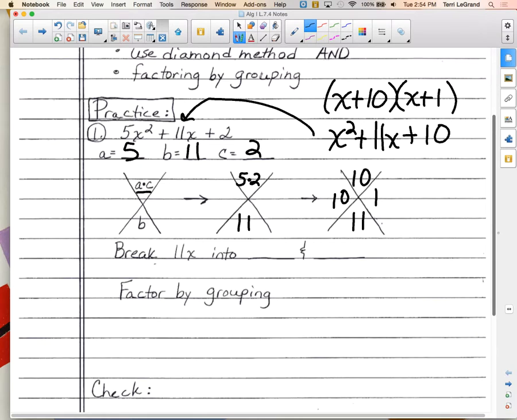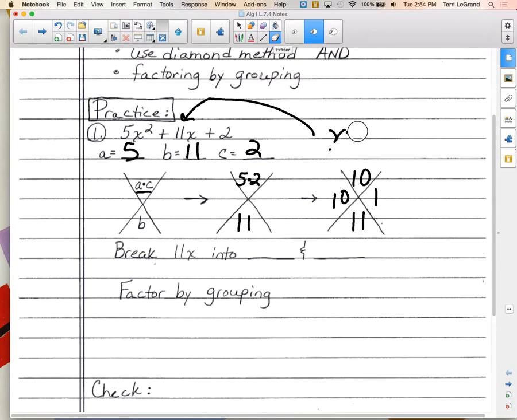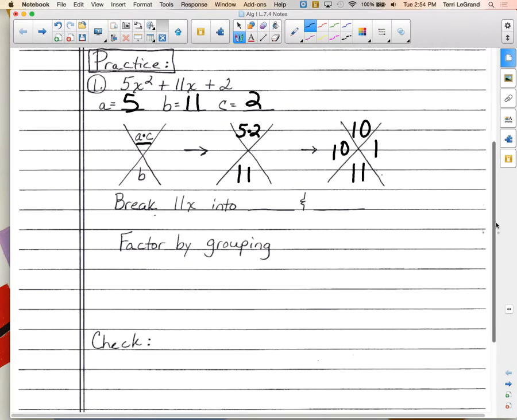Today, when A is not 1, we don't get to stop and say, I just write x plus 10 times x plus 1, and presto, I have the factor name for that polynomial. We don't get to do that today. Today, we're going to take that 10 and that 1, and like when we do our check problems, they become the O and the I steps' products. So 10x plus 1x.